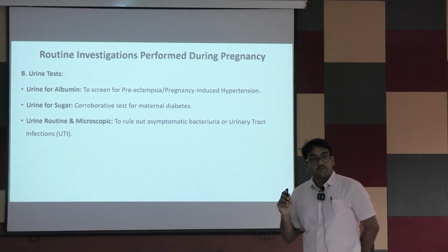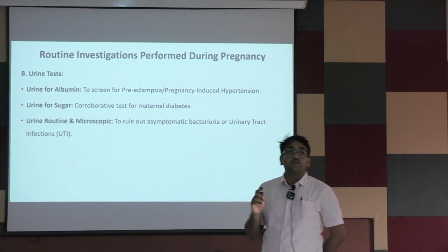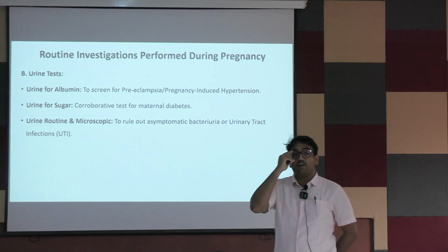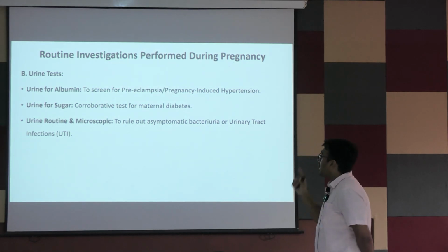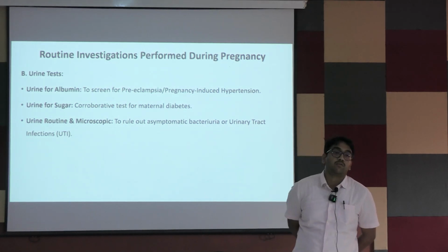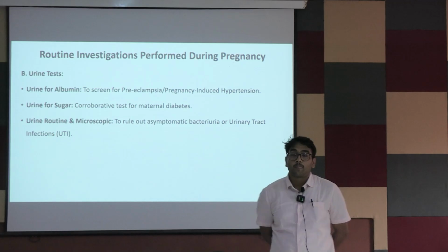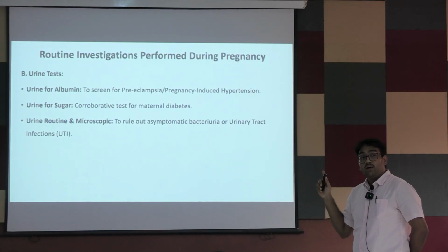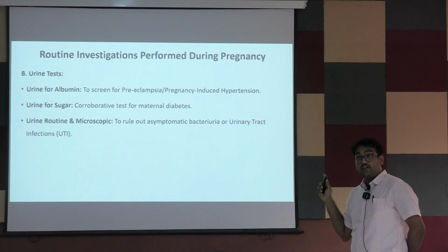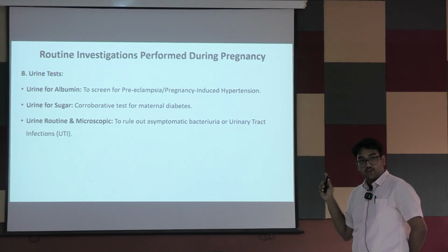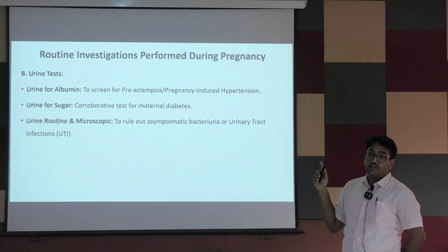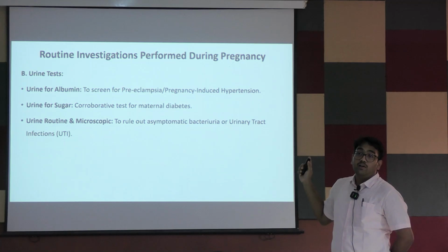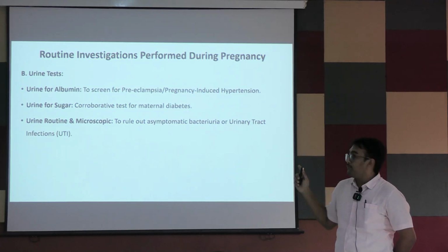Next, urine tests. After blood tests come urine tests. So, we screen urine for albumin, urine for sugar and urine for routine microscopic examination, okay. Sugar again for diabetes, albumin for hypertension, okay, pre-eclampsia, eclampsia. For hypertension in pregnancy, we do this urine for albumin, right.